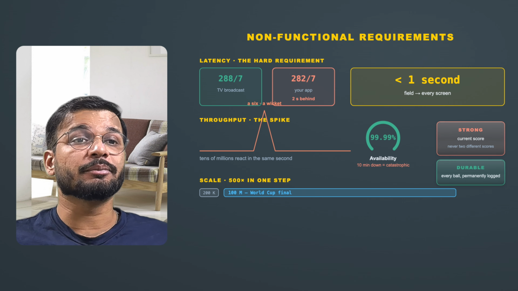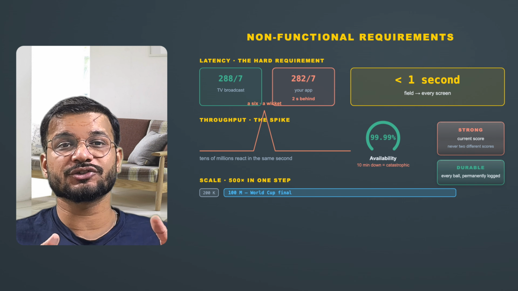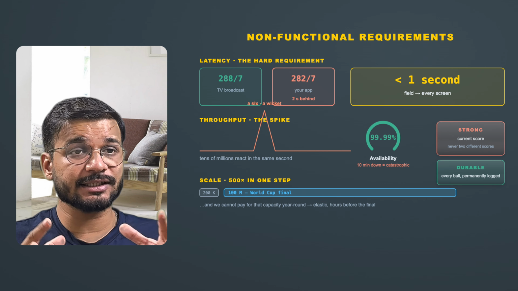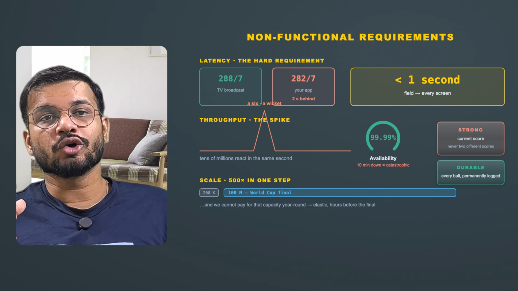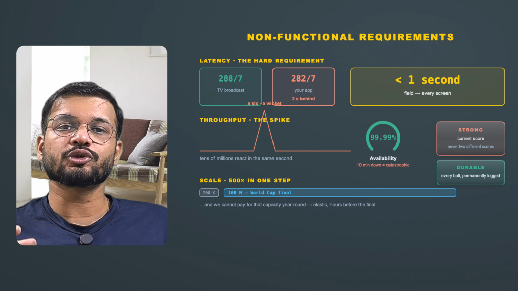Then we talk about scalability. We must scale from 200,000 viewers for a domestic match to around 100 million for a World Cup match. Now, the elasticity requirement is demanding. We cannot over provision for World Cup traffic year round, but we must be able to scale up in hours of the final approaching. Then we come to the capacity estimation.